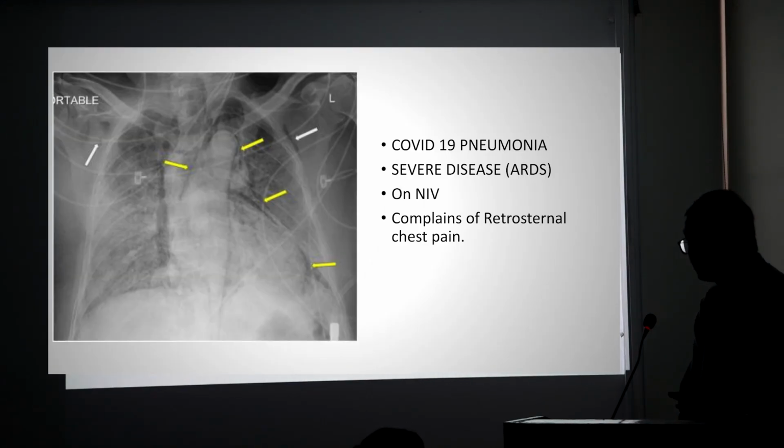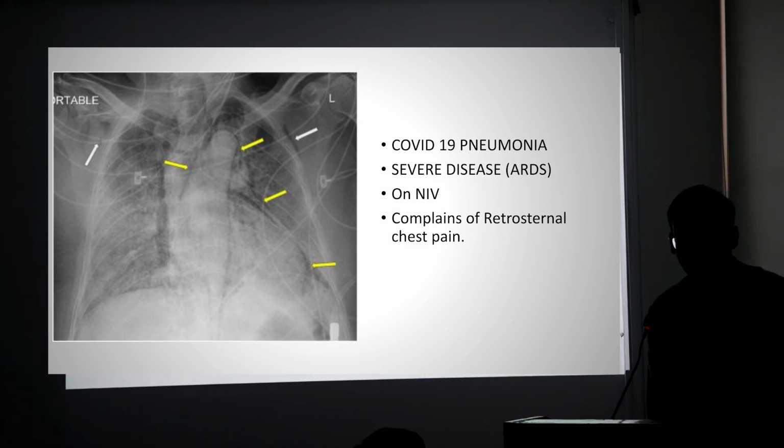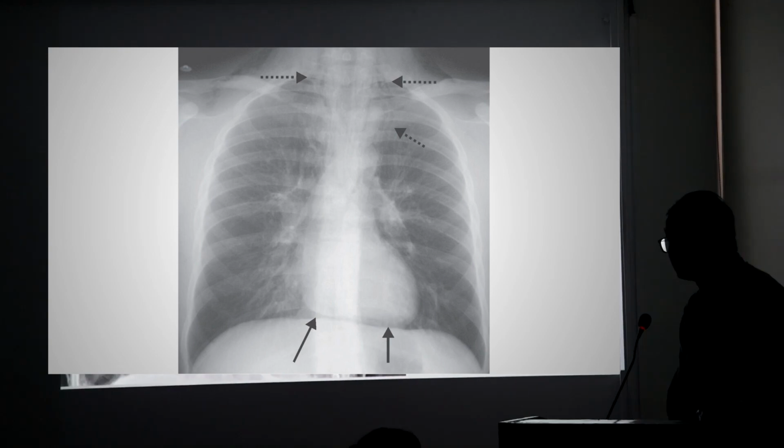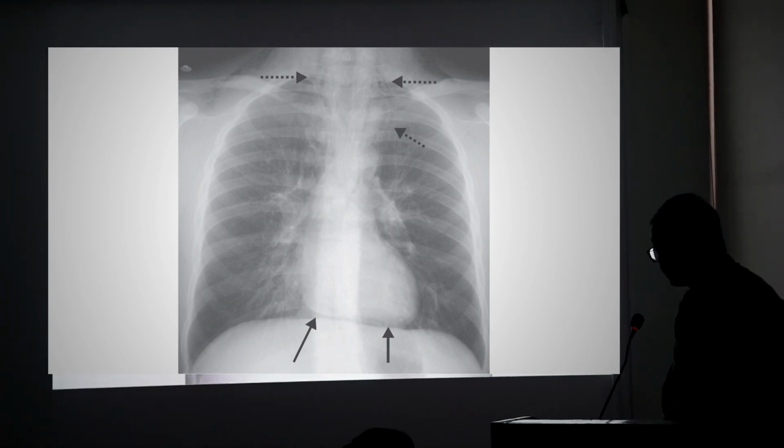COVID-19 pneumonia, severe disease on NIV, complaints of retrosternal chest pain. What is the diagnosis? I put a lot of arrows. Those arrows correspond to a lot of black areas. Those black areas mean pneumomediastinum.